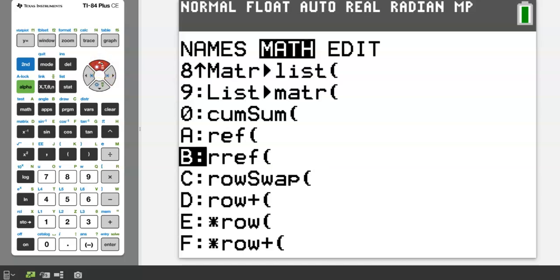I don't need comments about the cumulative sum. Don't need comments about that, okay? Option 0 is the cumulative sum. We don't need to talk about it.